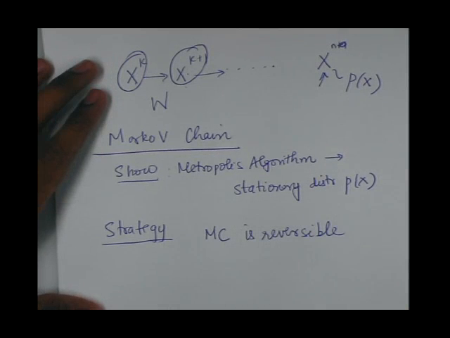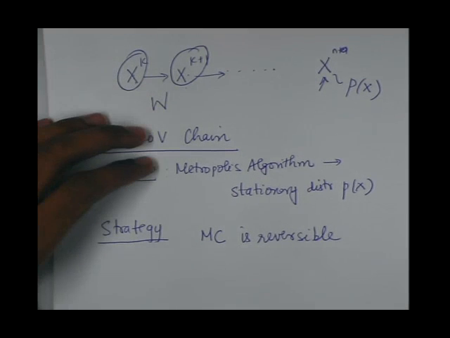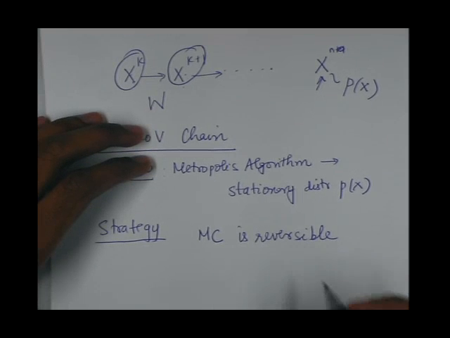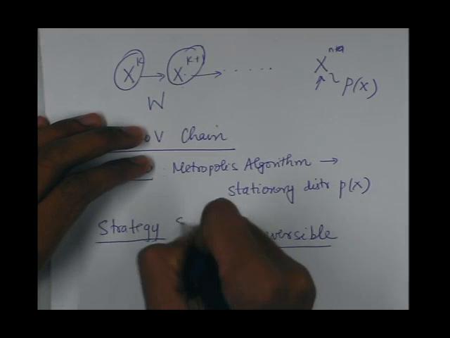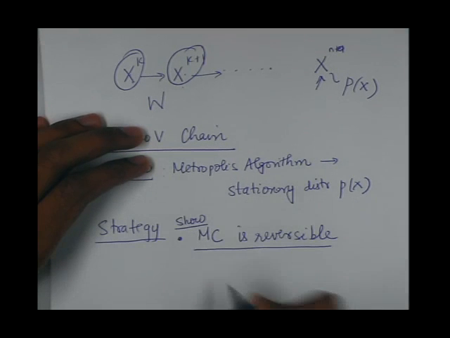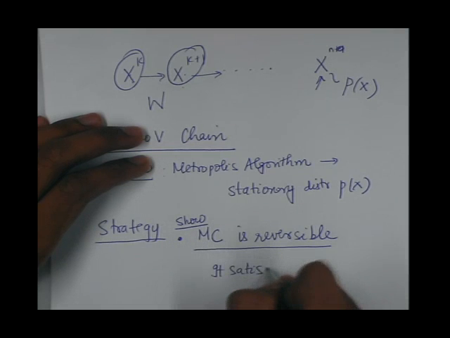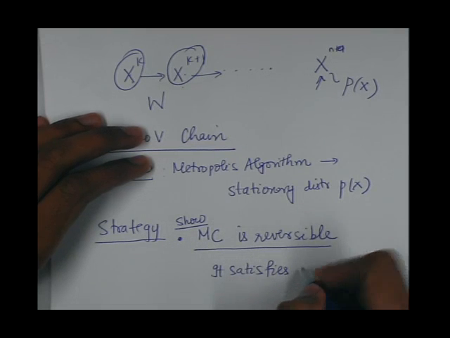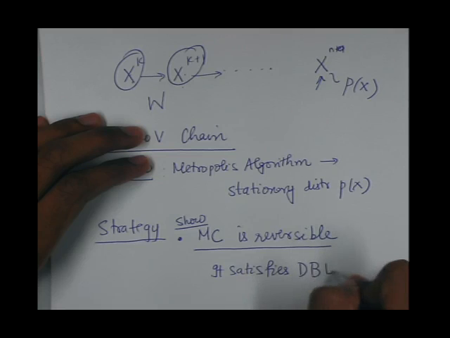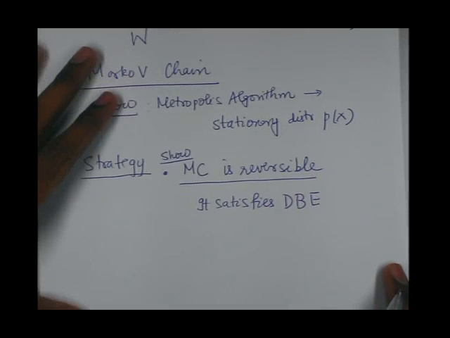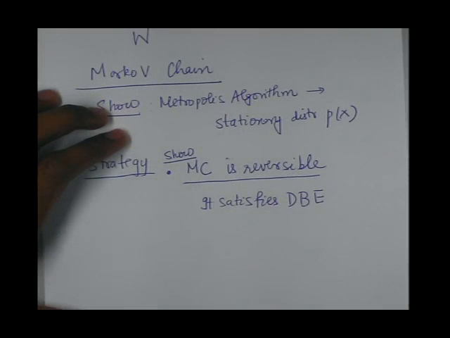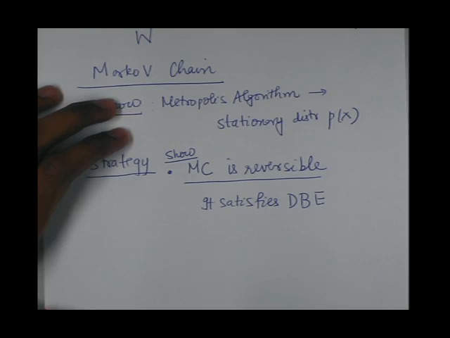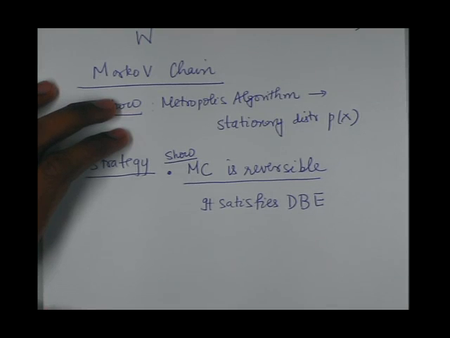I know this may not be the first thing that comes to mind when you think about how to show that a chain has a certain stationary distribution. So the strategy is to show that the Markov chain is reversible, and that means that it satisfies the detailed balance equation. You've seen this in chapter 9, and I'll just quickly review it. What is the meaning of the detailed balance equation? If you're able to solve these detailed balance equations, then that Markov chain is called a reversible Markov chain.